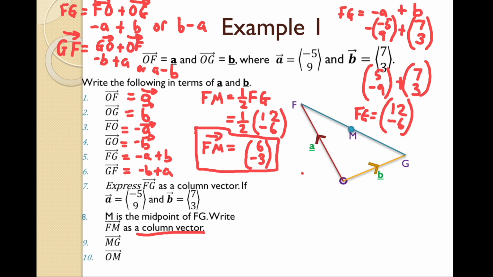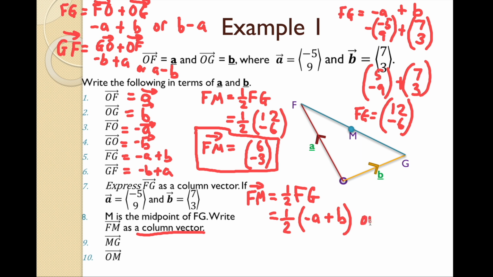So let's try it now with the letters. So we have FM. Make sure y'all write this down. So FM with letters. So we say it's half of FG. So what is FG as letters? Anybody remember what FG is as letters? Minus A plus B. So if I had to write it as letters, this is how I could write it. I just put half, open brackets, minus A plus B.